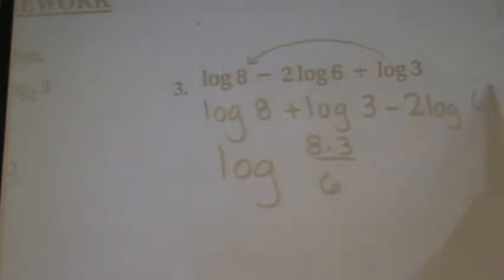Where does this 2 go? It's really the exponent here, so it's 6 squared. So this is really the log of 24 over 36, and you can reduce that. What number goes into both of these? 6? And what do you get? 4 over 6, which is 2/3. So log 2/3.